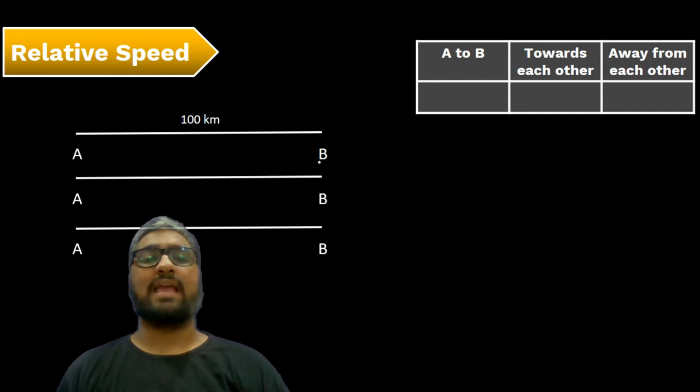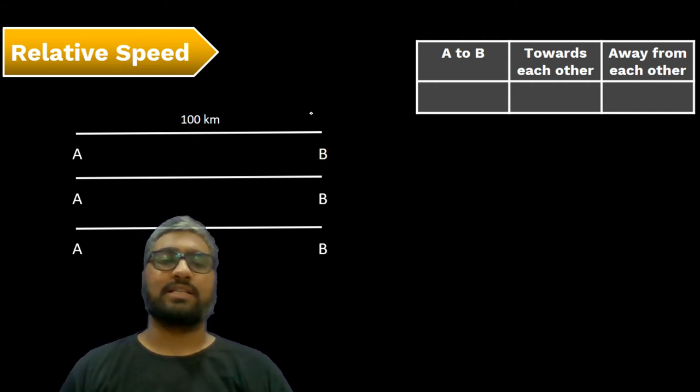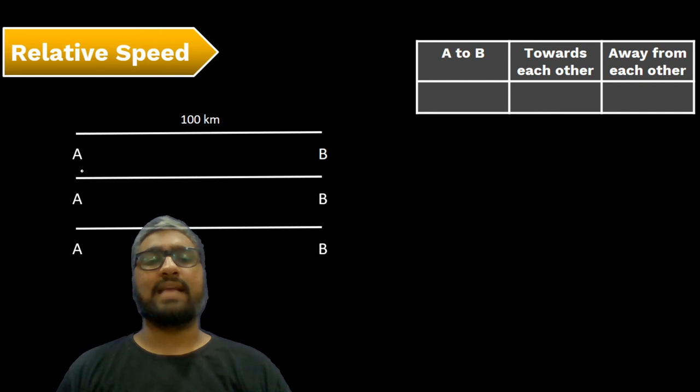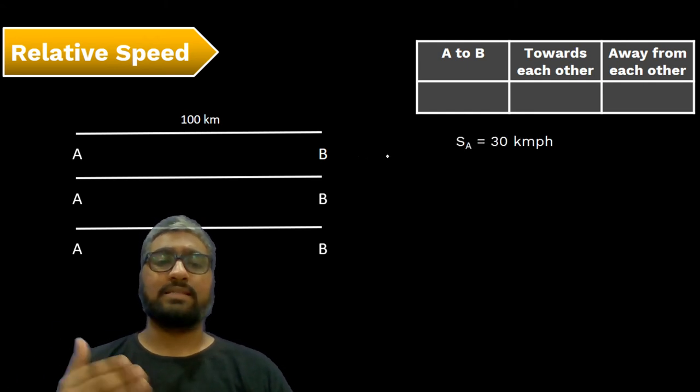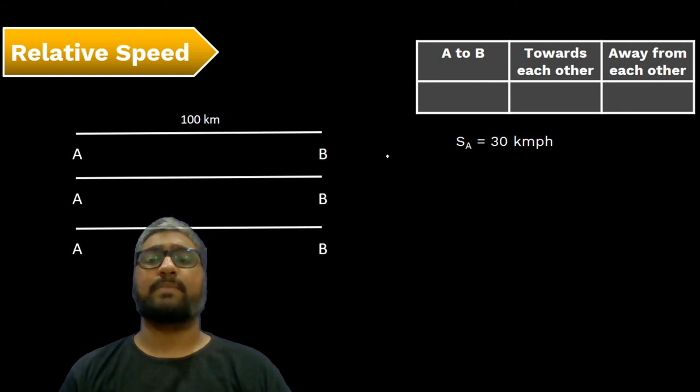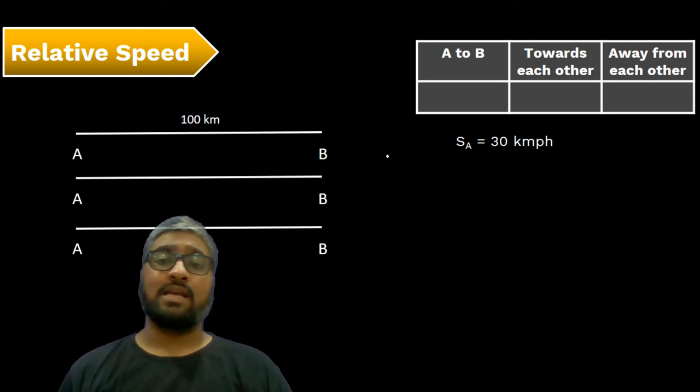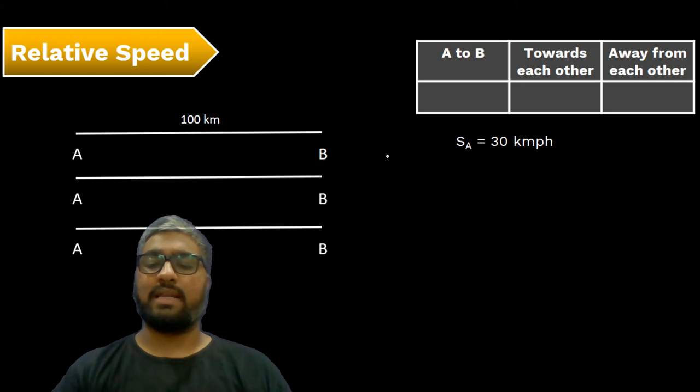There are two friends A and B, and the distance between them is 100 kilometers. Now A intends on meeting B. So what A does is A starts moving from his place, that is 100 kilometers away from B's place, at 30 kilometers per hour.